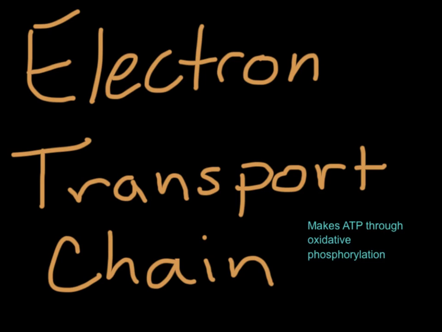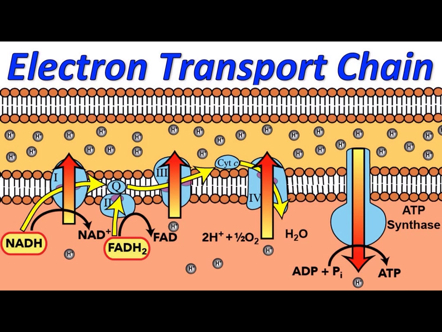There are 7 major components of the electron transport chain, which are all found in the inner mitochondrial membrane. Complex 1, here, is NADH dehydrogenase. Complex 2, here, is succinate dehydrogenase. Complex 3 is cytochrome BC1 complex. And complex 4 is cytochrome oxidase. The 2 electron carriers are UQ here and cytochrome C here.